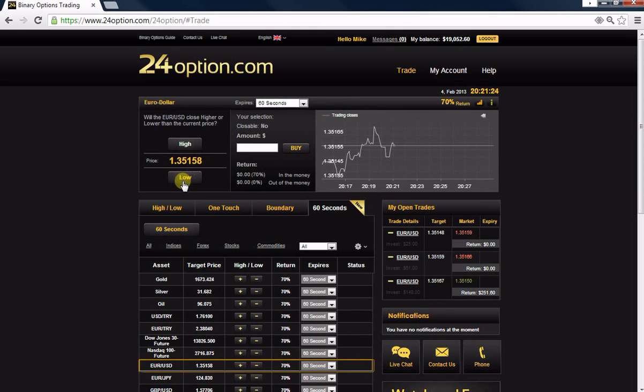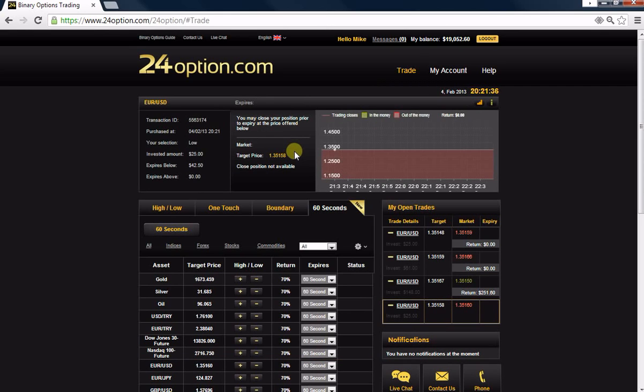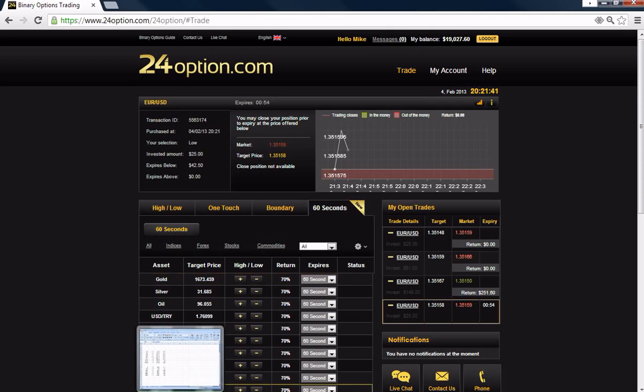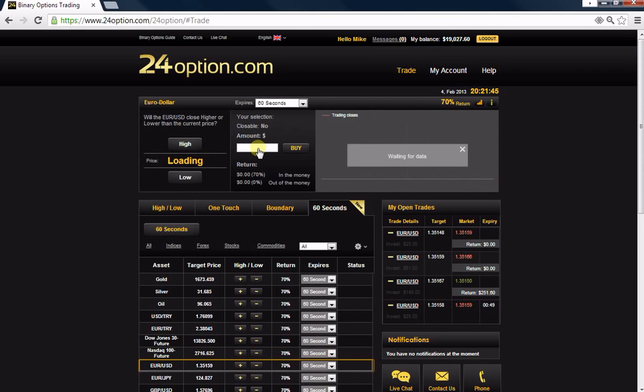Okay, now we're going to go again, Euro US dollar. We're going to go with a put, pardon me, and again start at $25. And we're going to purchase this. Again, we're going to get the next trade ready. Don't forget that you actually have to click this in order to prepare the next trade.